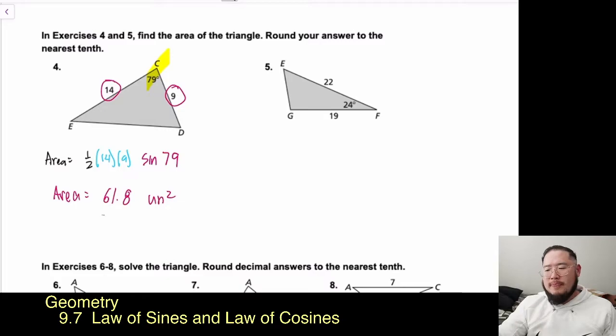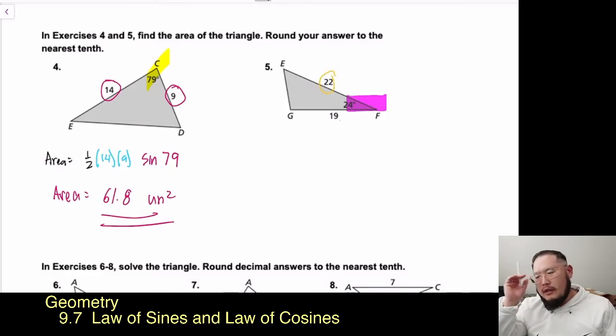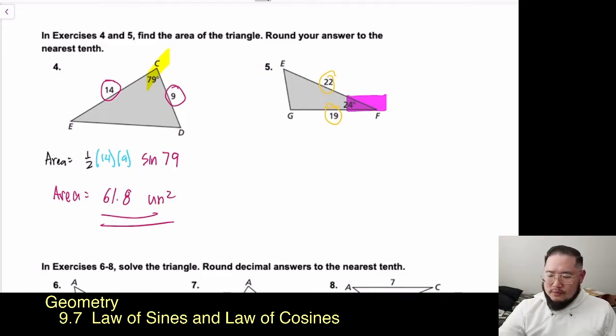All right. Let's take a look at number 5. Can I find the area in number 5? I sure can, because I've got my angle right there, angle F, and the two sides that they give me are the adjacent sides that make up the included angle, 22 and 19. So we'll go back, we'll plug things in right here.